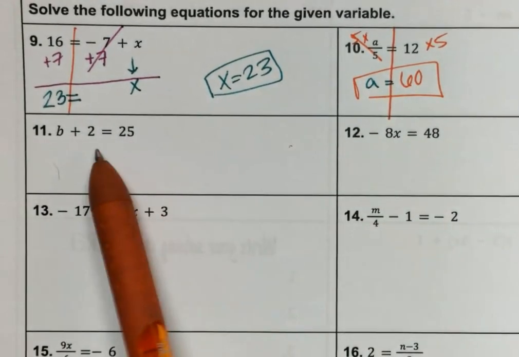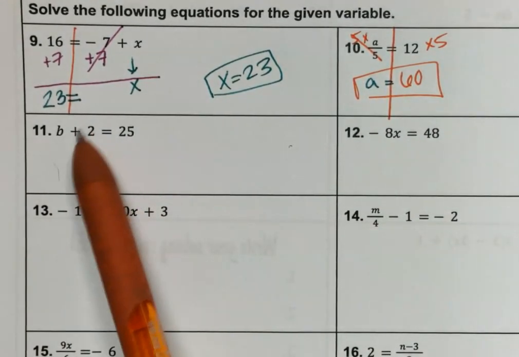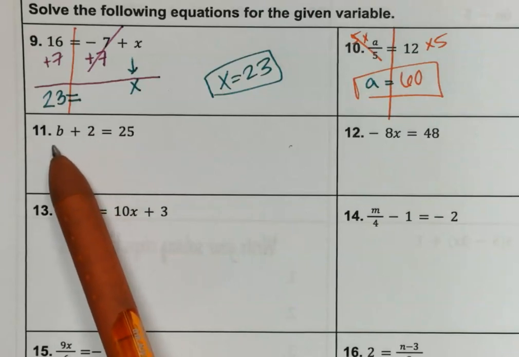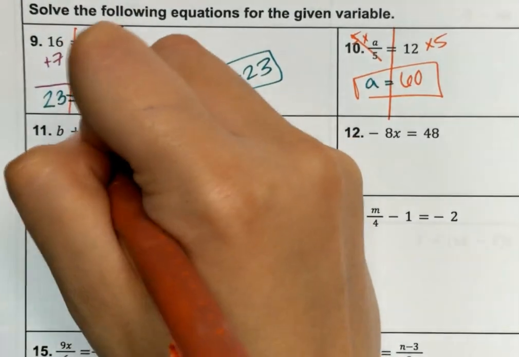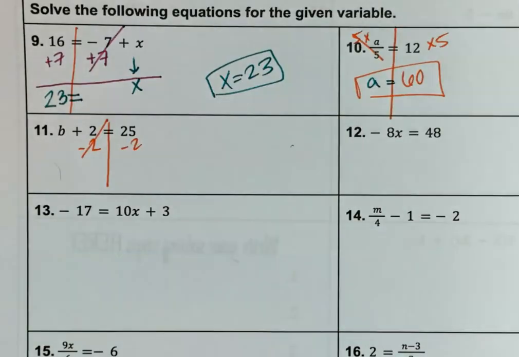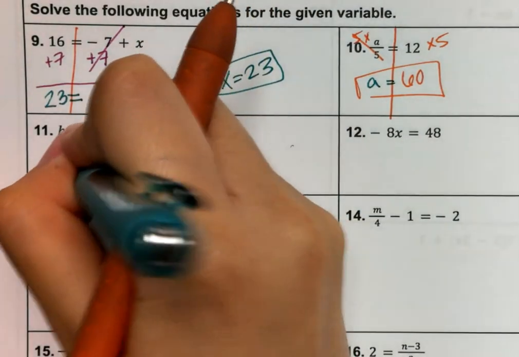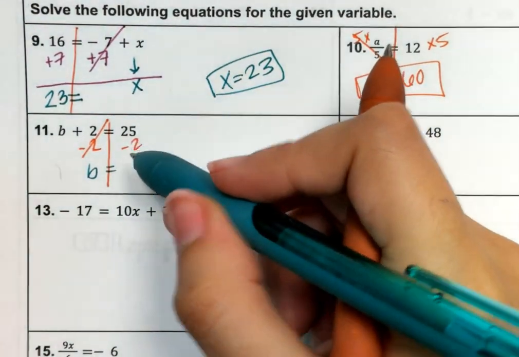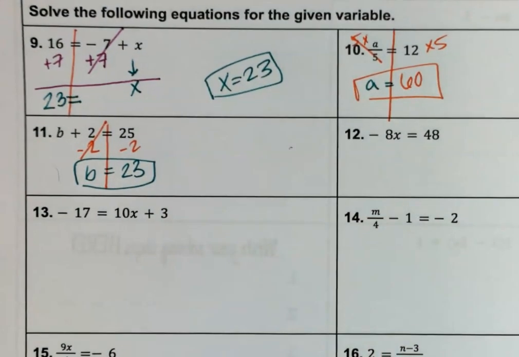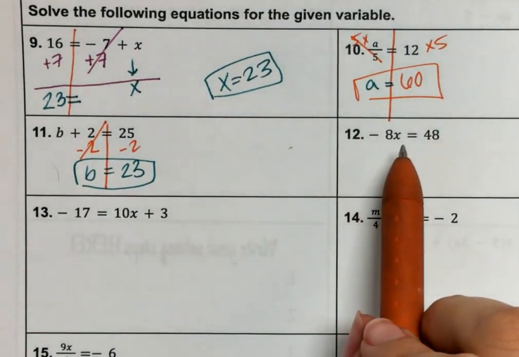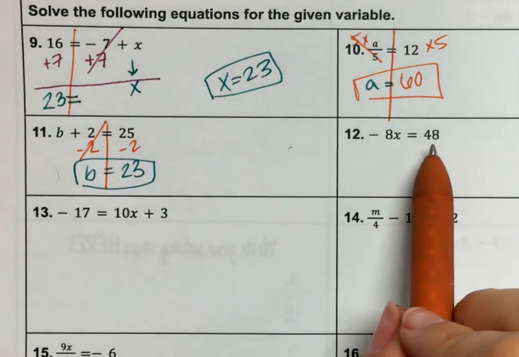For number 11, I can see that is being added by 2. So to get my variable by itself or isolated, I need to do the opposite of plus 2, which is minus 2. So I get b equals 25 minus 2, which is 23. So b equals 23. For number 12, I say I have negative 8x equals 48.